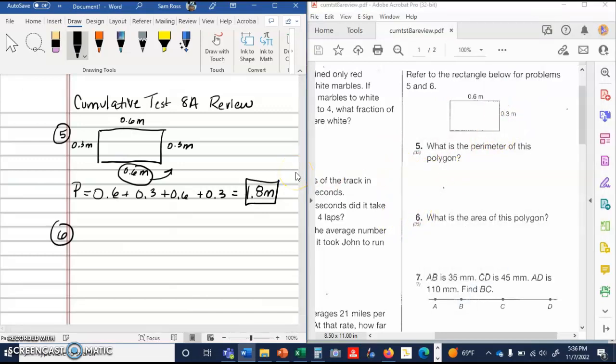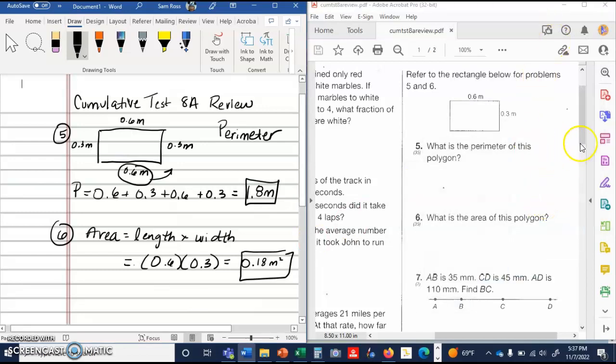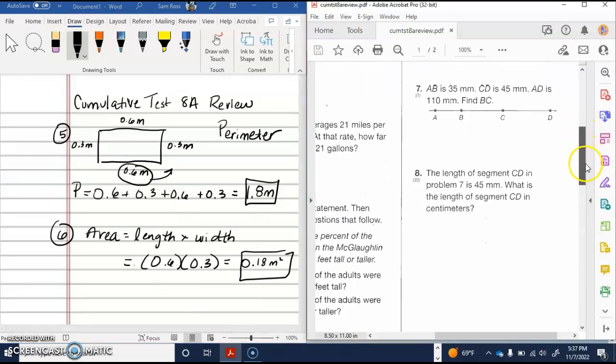And then 6 asks us, so this is perimeter. And then 6 asks us for area. And we know that the area of a rectangle is length times width. This is also on the wall, in case you forget. So our length is 0.6, our width is 0.3. And if I multiply those, 0.3 times 0.6, I get 0.18 meters squared. So please let me know if you have any questions about those two.